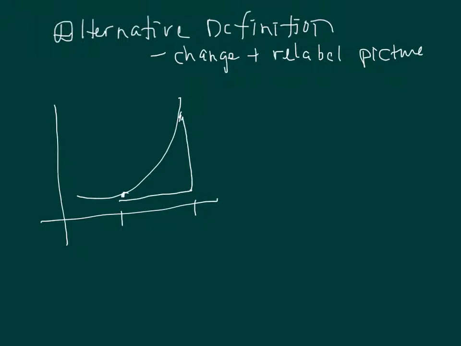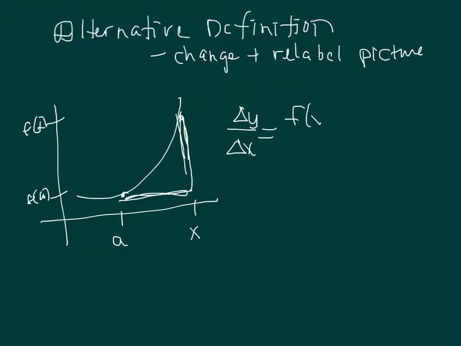The difference is that we're going to label this value a, and instead of a plus h, we're going to let it be x. So over here, this is going to be f at a, and this up here is going to be f at x. So we still want to find the change in y over the change in x. So we subtract f at x minus f at a, and it's going to be over x minus a.